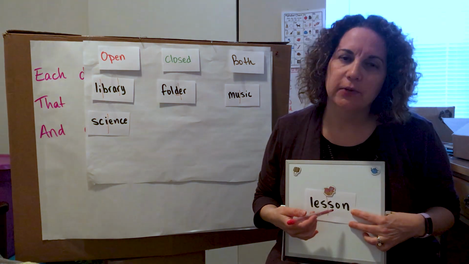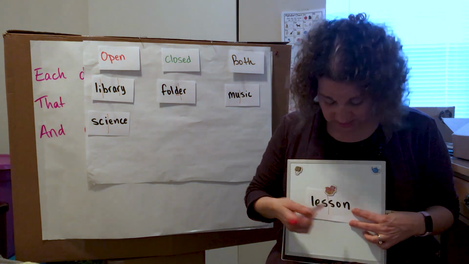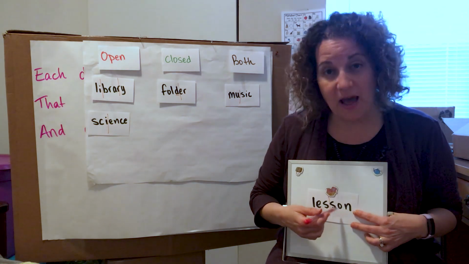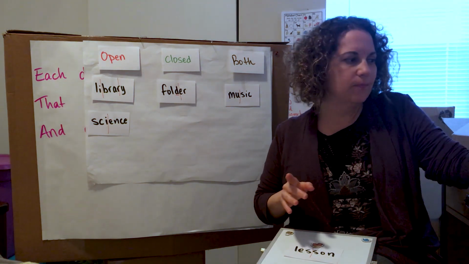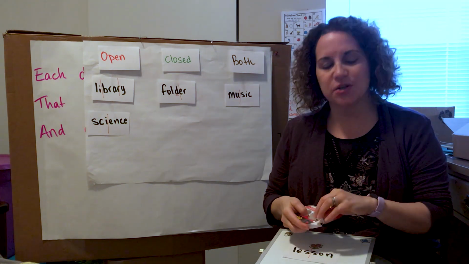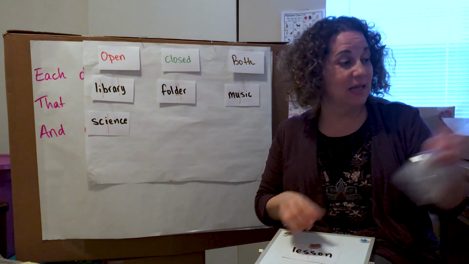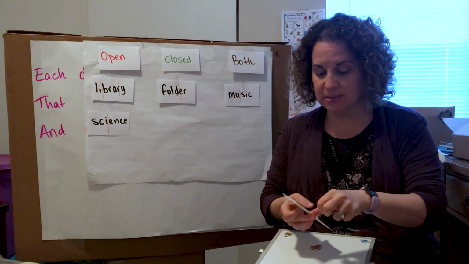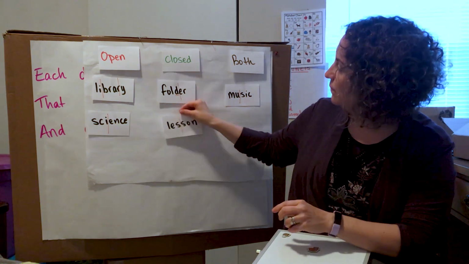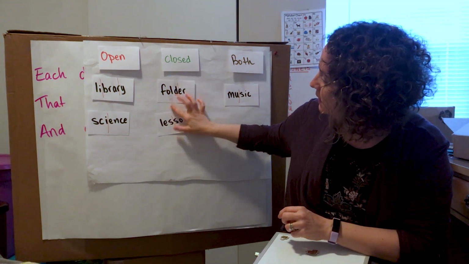What about the second part of the word? You're right, that's another closed syllable. The vowel is short and it ends in a consonant. So where does lesson go? You're right, it goes under our closed syllables. Lesson is an example of a word that's built with two closed syllables. Let's put it right there, lesson.